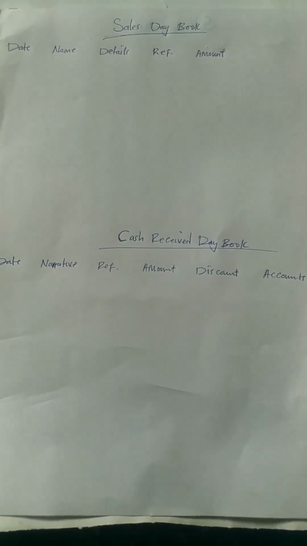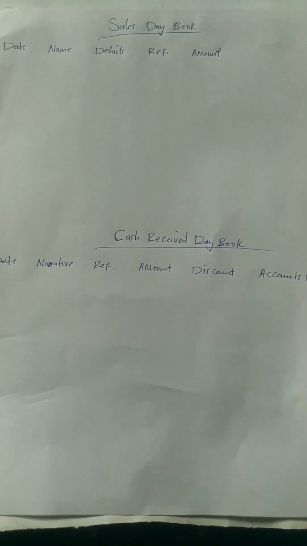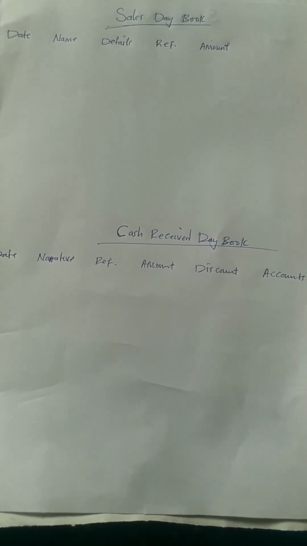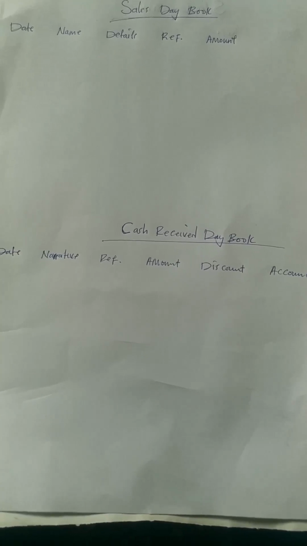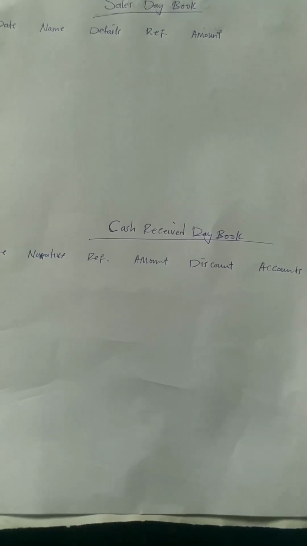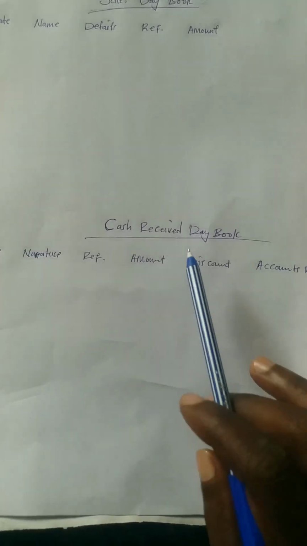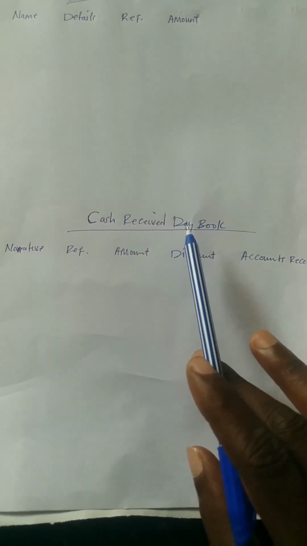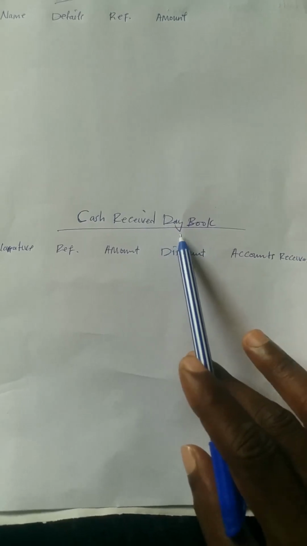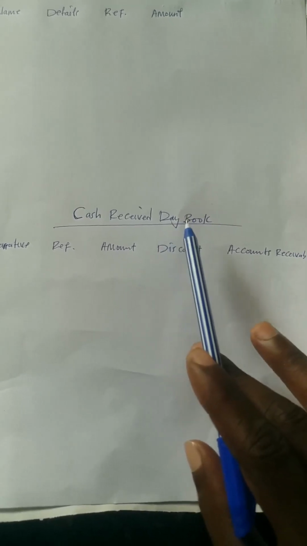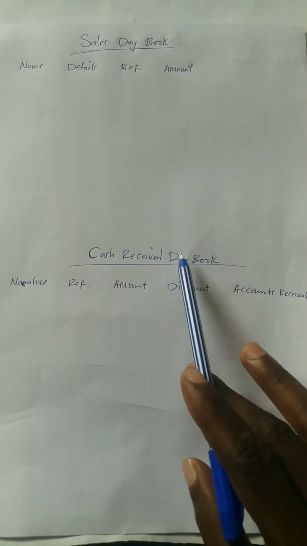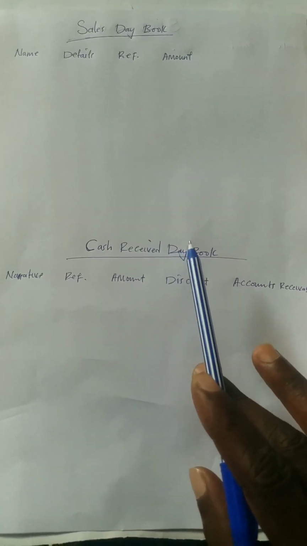If you remember very well, I said the sales day book is usually there for the credit sales, and the cash received day book is for the cash you are receiving in that day. Opposite to this, you also need to have the cash payments day book separate. Today let's concentrate on this. We have quite a number of day books that we prepare.